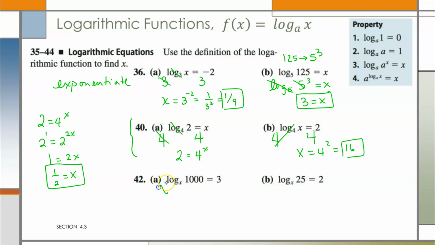Okay, how do I get rid of log x? I exponentiate base x. So we have 1,000 is equal to x cubed. What can I cube in order to get 1,000? 10 cubed is what I can cube to get 1,000. So x is 10.